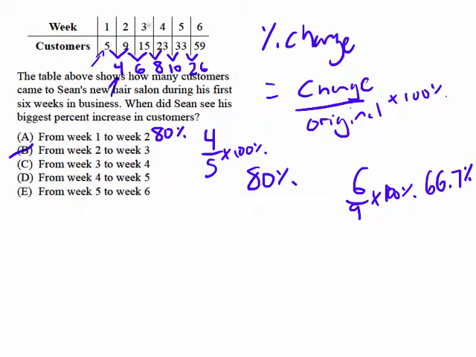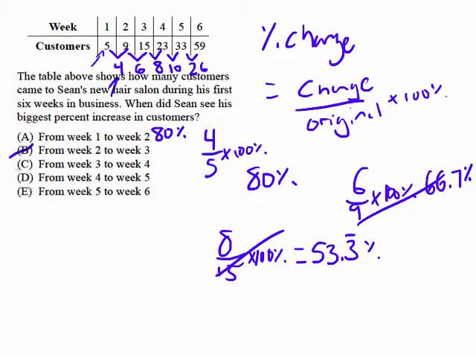From week 3 to week 4, we've got a change of 8 over the starting customer value of 15, right? So 8 over 15 times 100%. And you can kind of do this in your head and see, well, 8 is about half of 15, right? A little more than half. 8 over 15, if I'm going to calculate that on my trusty calculator here, that's 0.533. So 53.3 repeating percent. Again, not big enough, so we're going to cross off C.